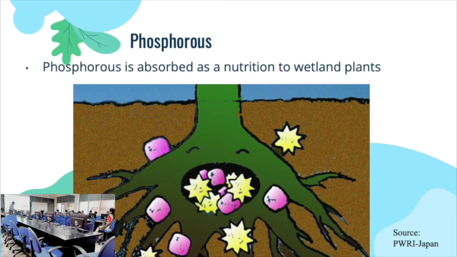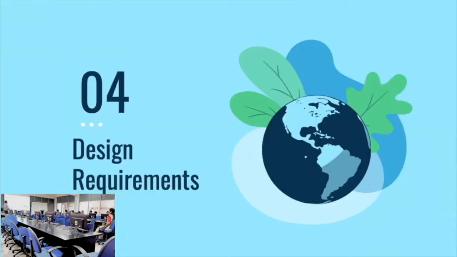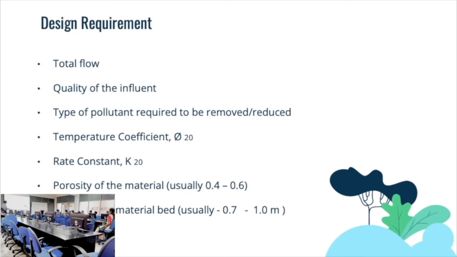And so these are the main design requirements. When we are designing a wetland system, we need to know the total flow of the system. What is the wastewater we are getting? How much wastewater, and what kind of wastewater? What are the influent parameters of the wetland?